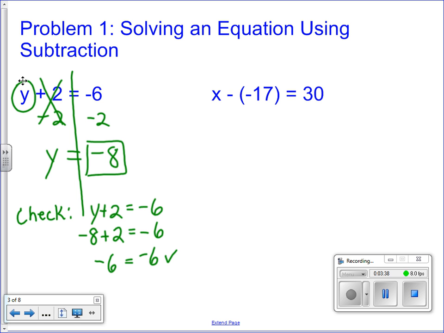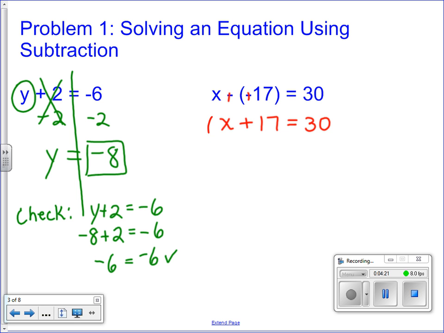In our next problem, x minus negative 17 equals 30. We're going to use the rule for subtraction that we learned in Chapter 1, which is to always add the opposite. So I'm going to rewrite this equation now. X plus 17 equals 30. And I highly recommend that you do rewrite an equation such as x minus negative 17 as x and then add the opposite, so x plus 17, because then it's very clear what you need to do to solve it.